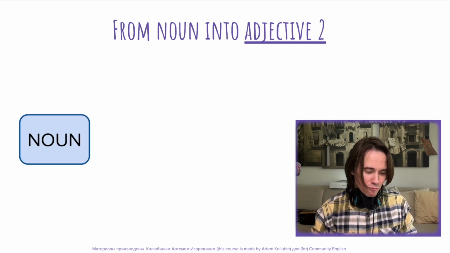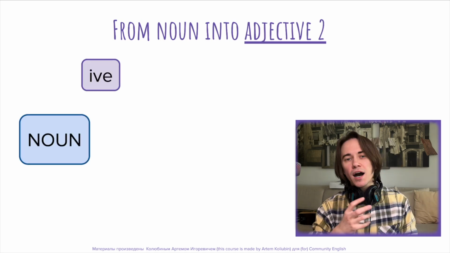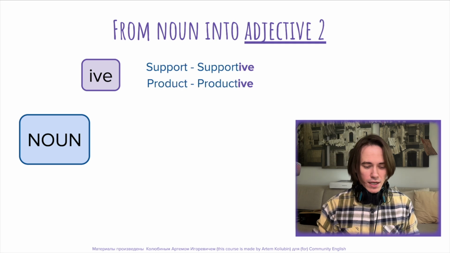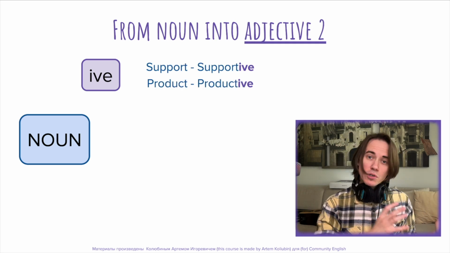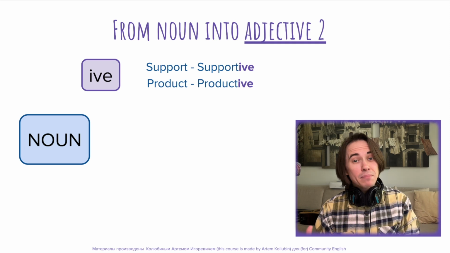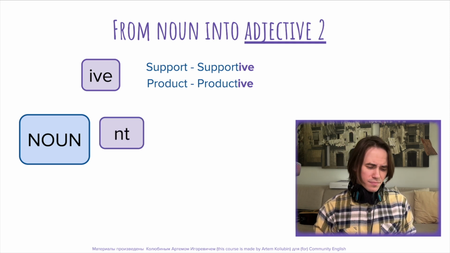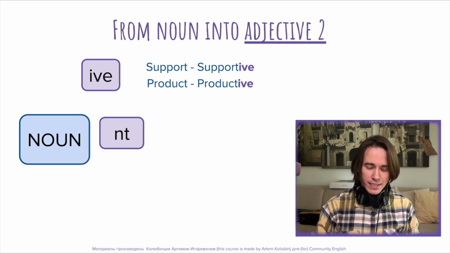You also have a very common way, it's using "ive" or "if" suffix. So support, but the person is supportive person. Product, but productive team, right? So we also have "nt" to recognize.